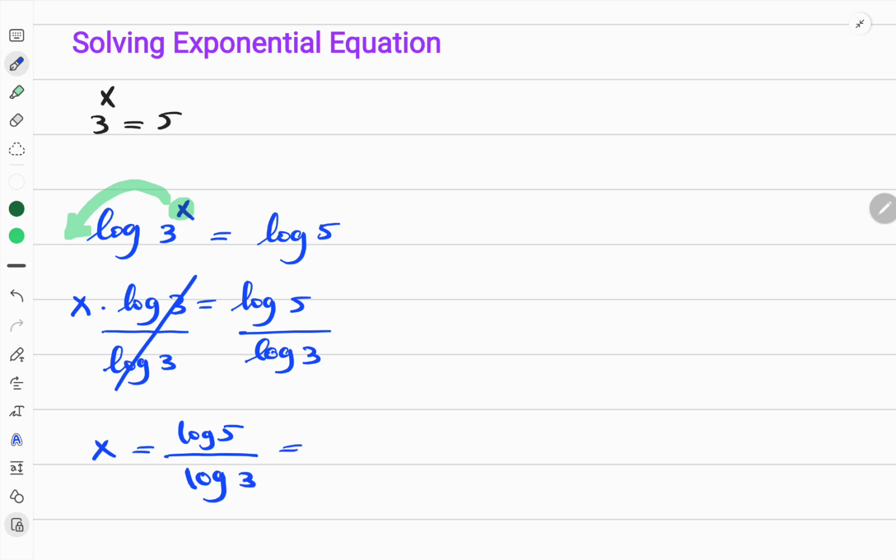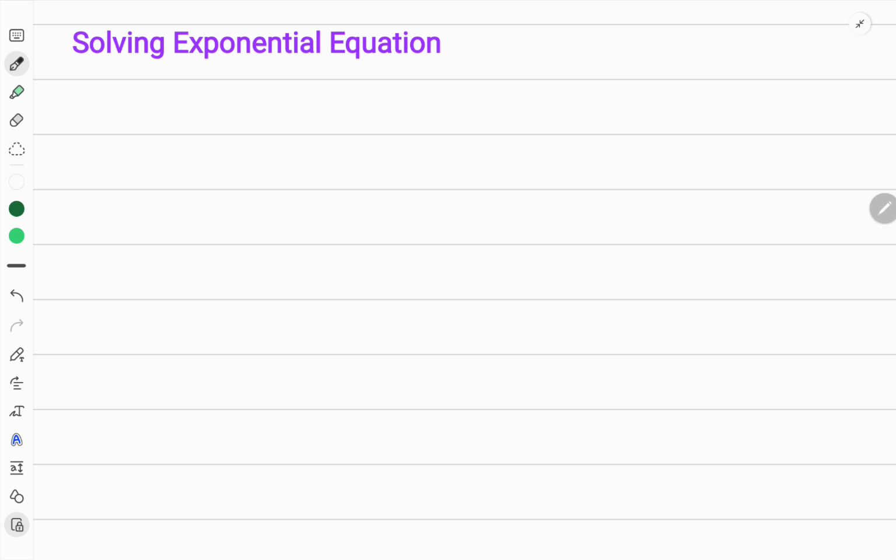You can use your calculator to find the values of log of 5 and log of 3 and then divide them to reach your answer. It's approximately 1.465. This is the answer for x. So far so good.